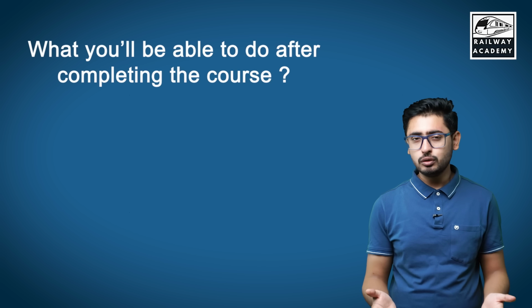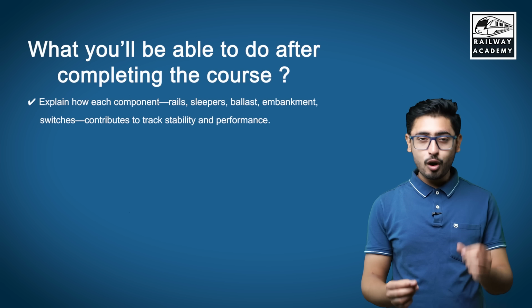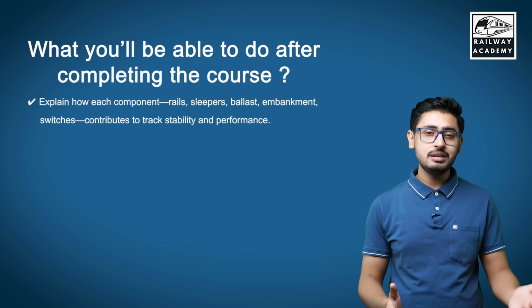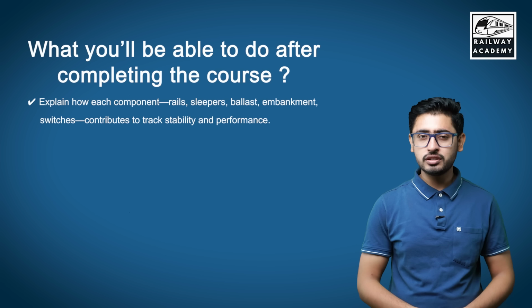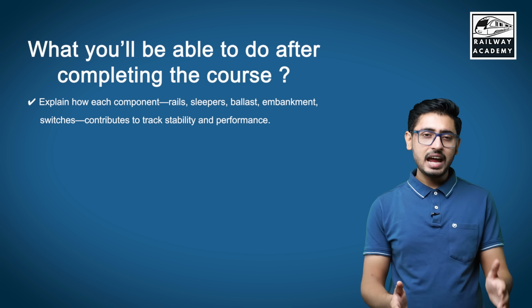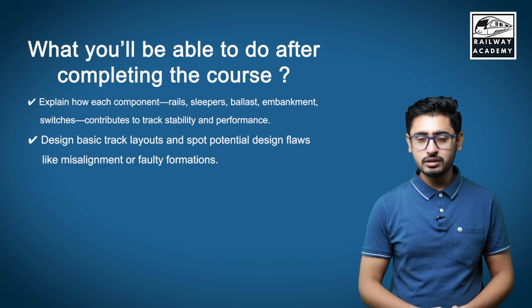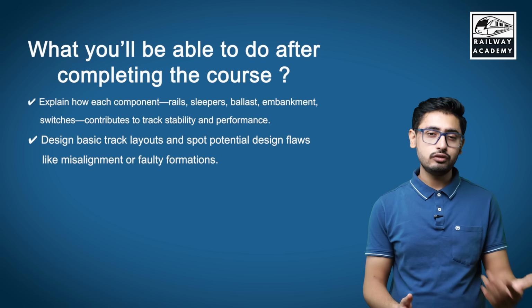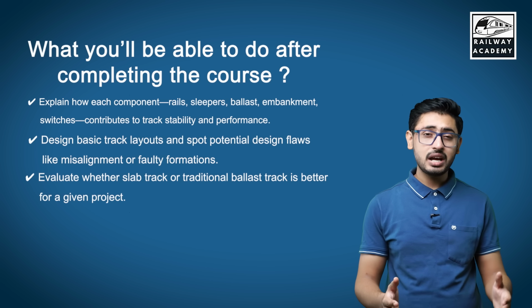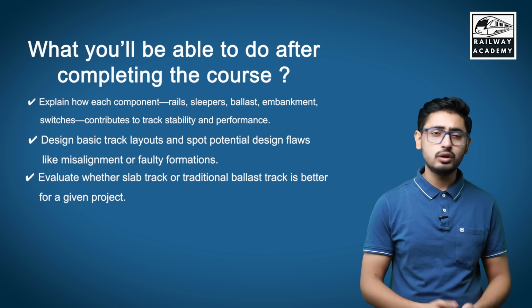What you will be able to do after completing the course: explain how each component, rails, sleepers, ballast, embankment, switches, contributes to track stability and performance. Design basic track layouts and spot potential design flaws like misalignment or faulty formations. Evaluate whether slab track or traditional ballast track is better for a given project.